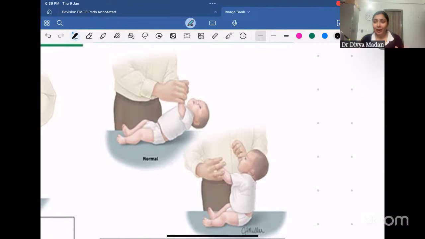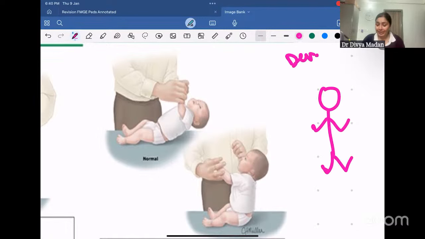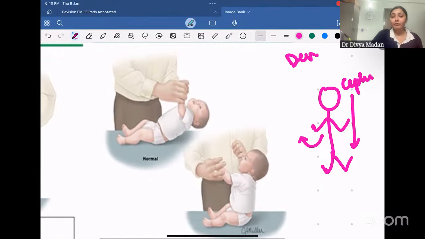We all know that development happens in which direction? The direction of development is cephalocaudal and proximal to distal. That means my trunk is going to develop first and thereafter my fine motor movements. So if I do this pull to sit maneuver, I'll get to know about the neck holding. I will also get to know about the truncal control.